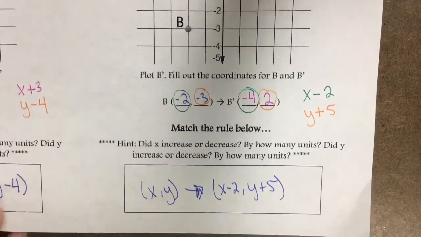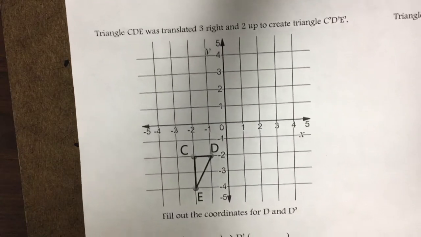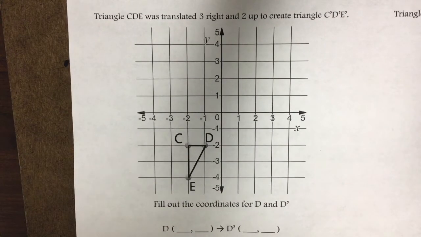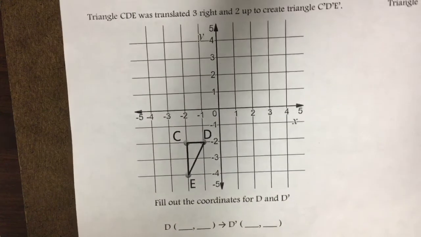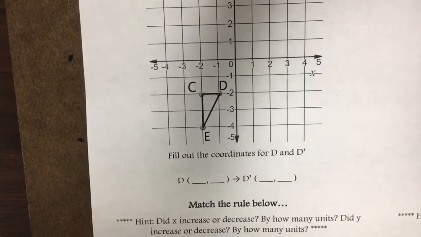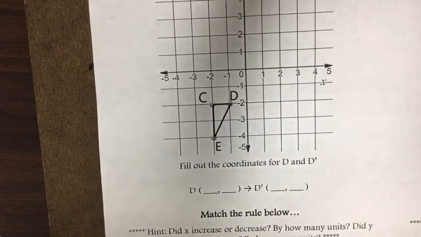Now let's go ahead and do the ones on the back. I recommend that you pause it and try to do it on your own, and then you can play it and check now that we've done a couple together. So triangle CDE was translated 3 units right and 2 units up to create triangle C prime, D prime, E prime. So fill out the coordinates for D and D prime. So we're going to go ahead and just focus on one point. We don't need to translate the whole figure.